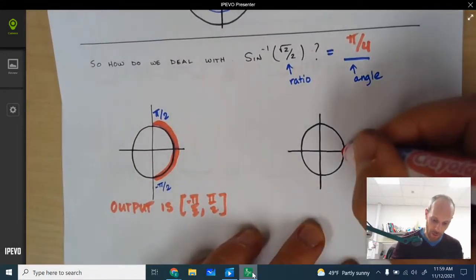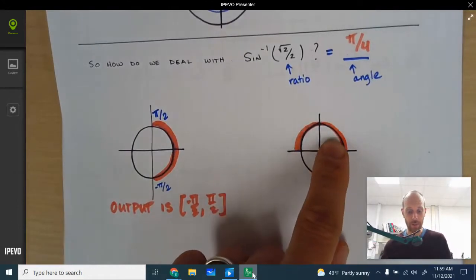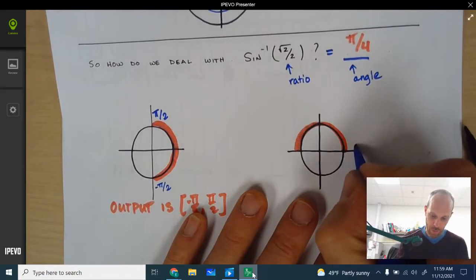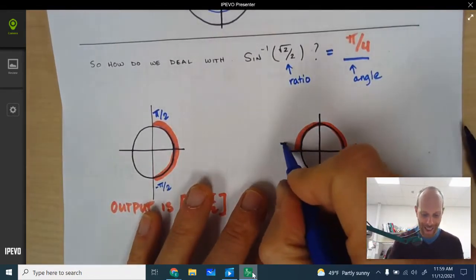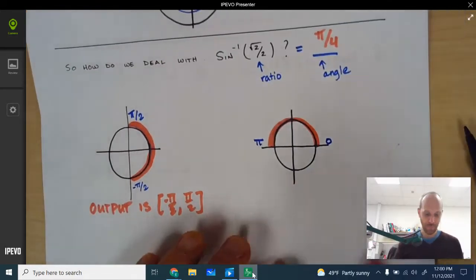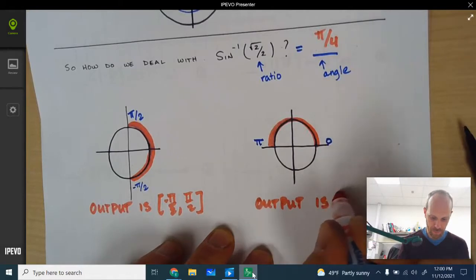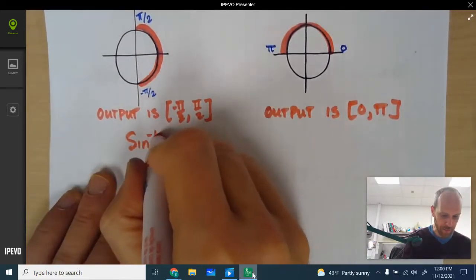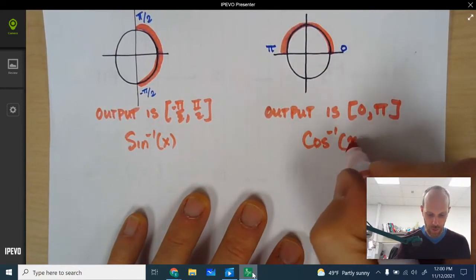Instead, for cosine, we use the top half of the circle. So the positives here and the negatives here. Meaning that for cosines, your outputs will start at an angle of 0 and end at an angle of pi. So this is what you do for inverse sine. This is what you do for inverse cosine.